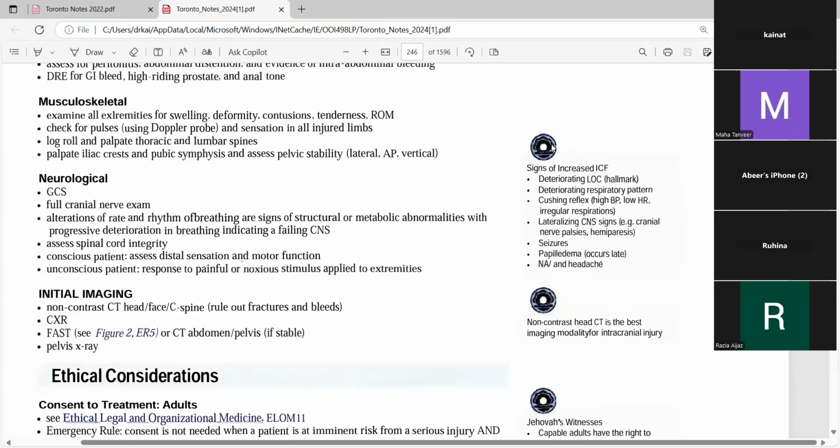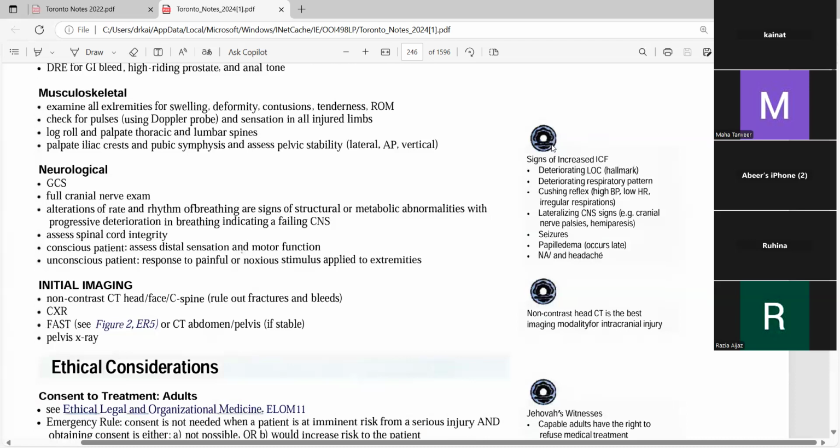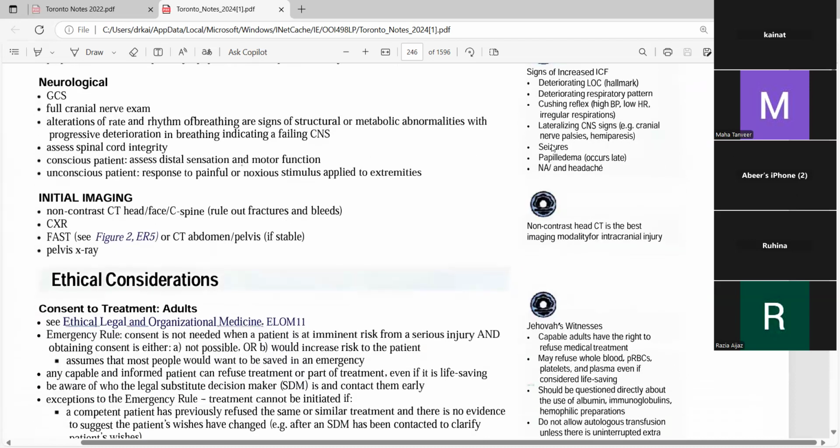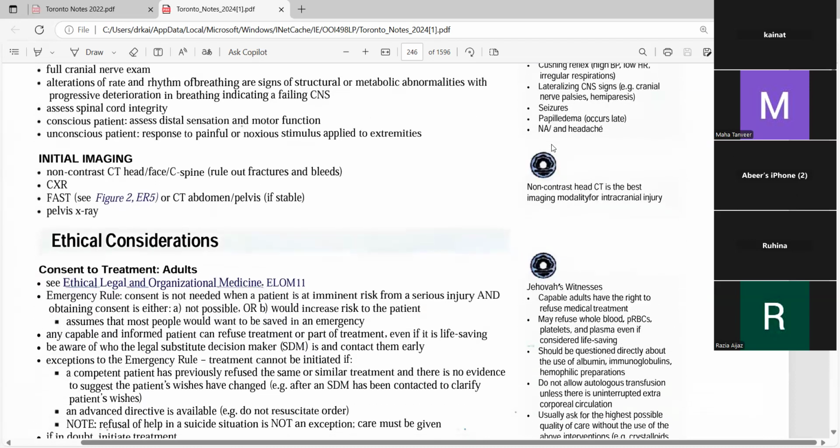Now, signs of increased intracranial pressure, very important, even for interviews. Deteriorating level of consciousness, deteriorating respiratory pattern, Cushing reflex, lateralizing CNS signs, seizures, papilledema, and then headache, nausea, vomiting. Then the non-contrast head CT is the best imaging modality for intracranial injury.